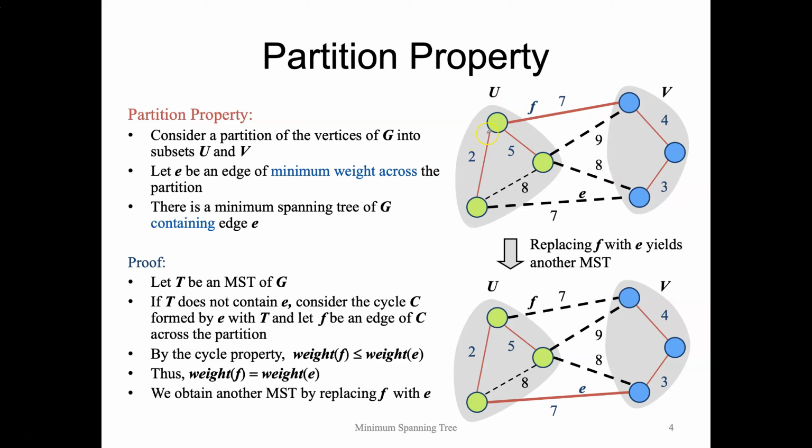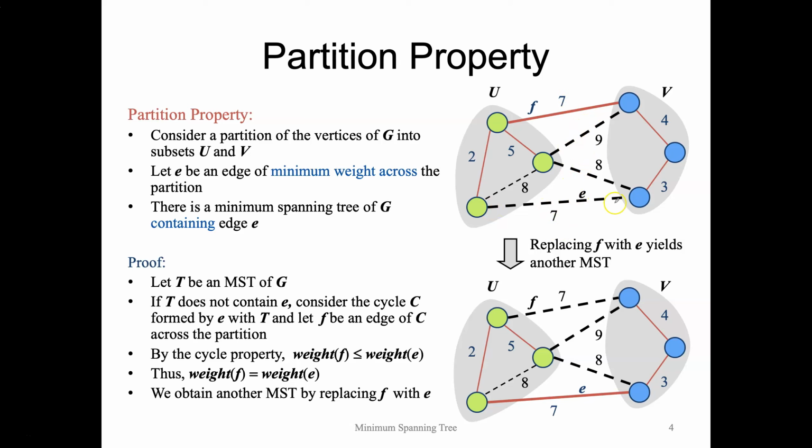So for example, we have here a partition of vertices, one in green and the other in blue. The partition property states that of all of the edges which connect these two partitions, which start in one side and end in the other side, there is a minimum spanning tree which contains the edge that has the minimum weight among the other edges which connect the partitions.